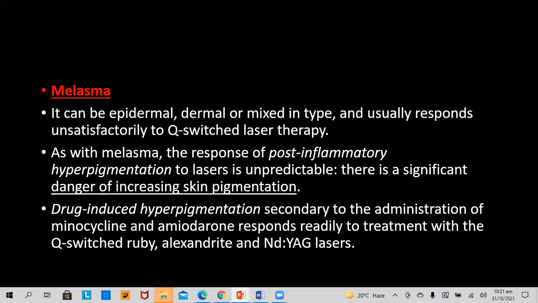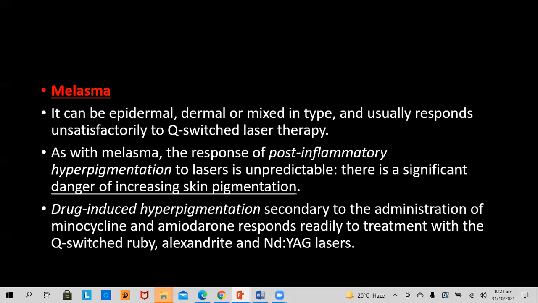Melasma. Melasma can be epidermal, dermal, or mixed type. Dermal melasma is the term used for pigmentation which is deeper in color in the epidermis and has some pigmentation in the superficial dermis. These are quite resistant pigmentations and usually unsatisfactory to QSwitch laser therapy. But since the disease is very chronic, persistent, and patients have a lot of psychological issues with the disease, these treatments are worth trying.